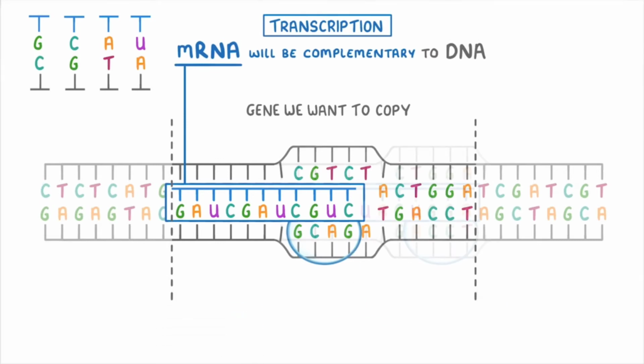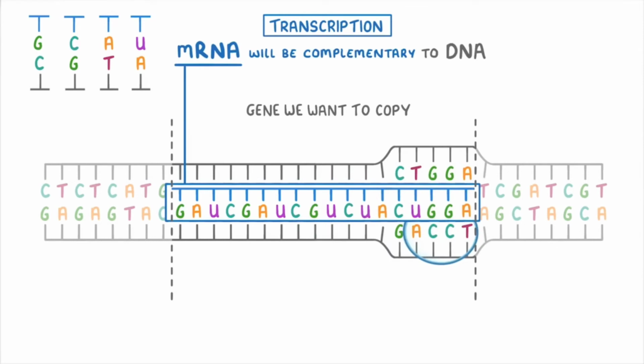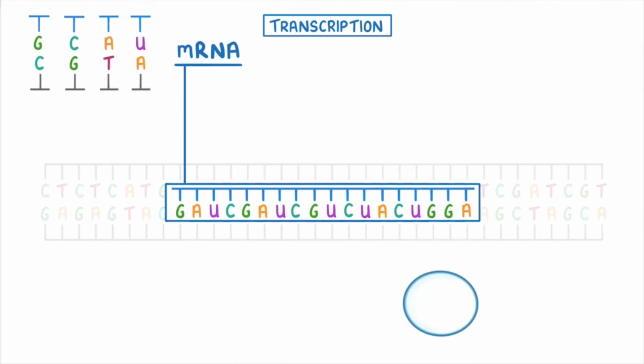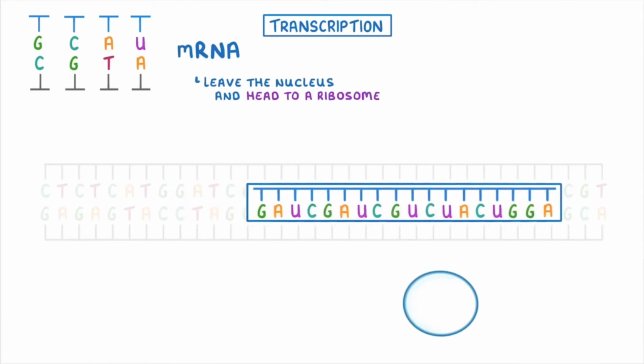Once it moves along the entire gene and finishes making the mRNA strand, RNA polymerase will detach from the DNA. The DNA strand can close back up. The mRNA is ready to leave the nucleus and head to a ribosome to start the translation process.